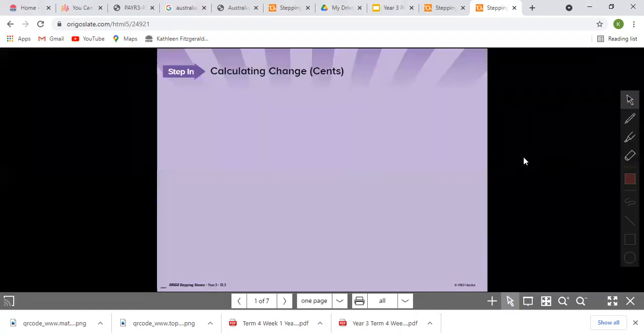Computer's running a little bit slowly. Oh, sorry, wrong one.